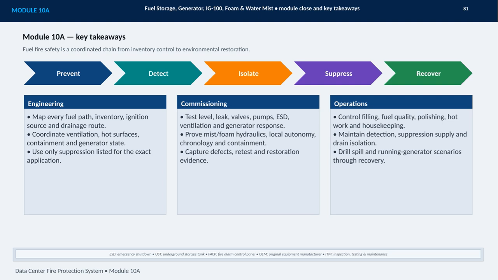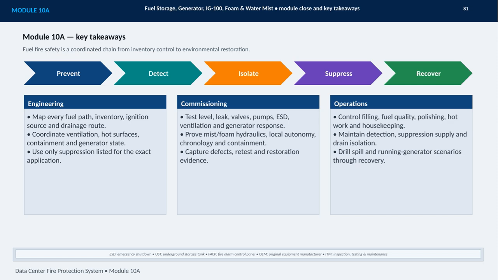From an engineering perspective, that means mapping every fuel path, drainage route, hot surface, ventilation condition, and generator state. Suppression must be listed for the exact application, rather than selected by assumption. During commissioning, the focus is proof. Teams need to test levels, leaks, valves, pumps, emergency shutdown, ventilation, and generator response.